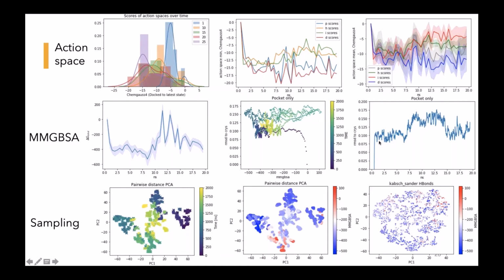And we can also just look at the pocket and see how much RMSD it has to the crystal structure. We shouldn't be doing anything weird. And so we take care of all those different types of details.